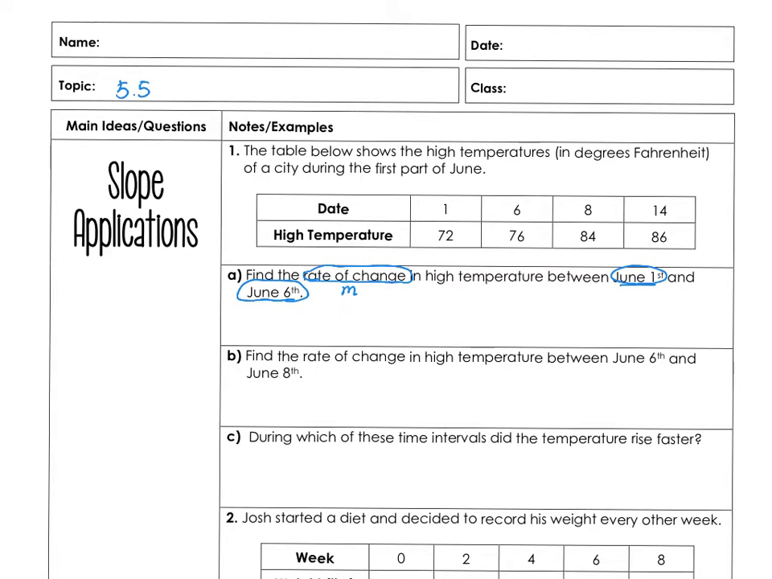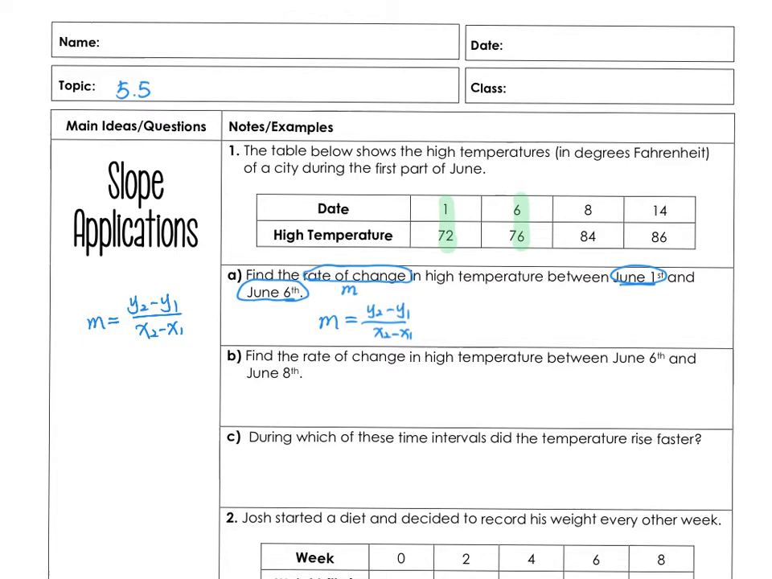So in order to find these 2 points, I need to first understand June 1st is here and June 6th is here. So I've got 2 data points. I also know that my slope formula is what? y2 minus y1 over x2 minus x1. If it's helpful, see this part of your note packet, there's space. You're going to use this frequently, so just write it down there and help yourself.